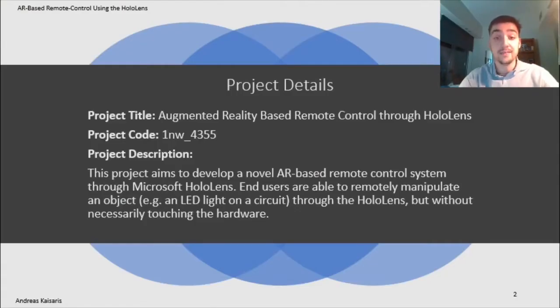This project aims to develop a novel AR-based remote control system that can allow the end users to remotely manipulate an object through an augmented reality platform. The controlled object can be an LED on a circuit, and the AR platform can be the Microsoft HoloLens. The most important requirement, though, is to achieve remote control without physically interacting with the hardware and without coming in direct contact with a controlled object.